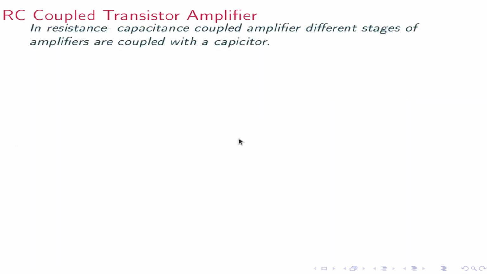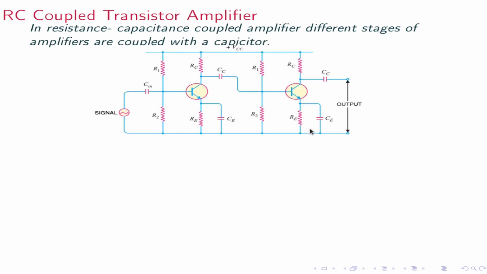RC coupled transistor amplifier. In a resistance capacitance coupled amplifier, the different stages of the amplifiers are coupled with a capacitor. This is a two-stage RC coupled transistor amplifier.